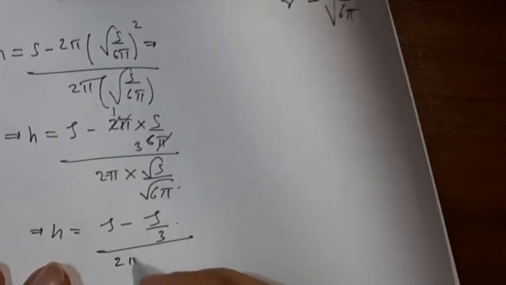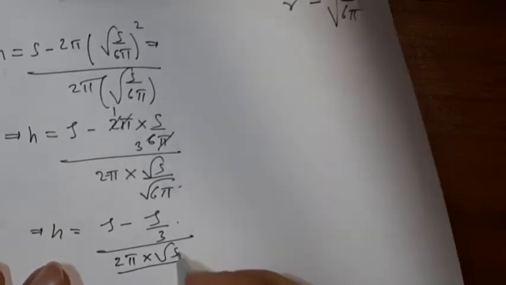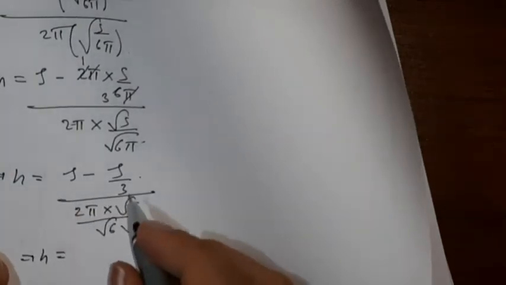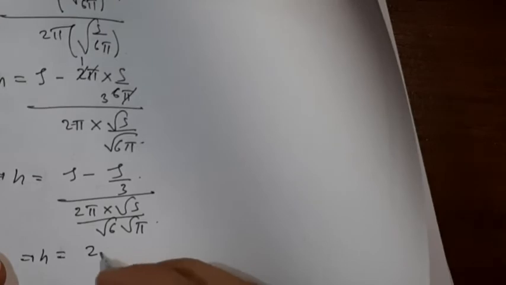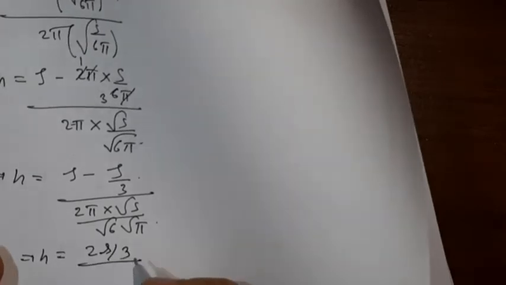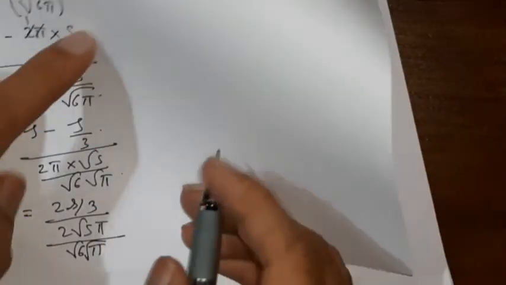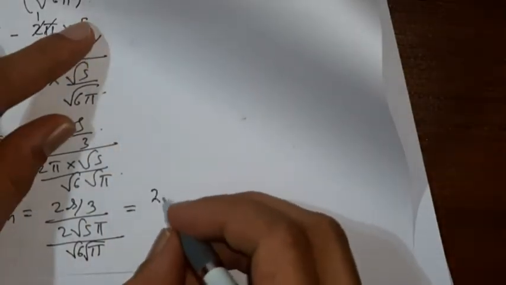If we simplify this, 2 pi multiplied by root s divided by root of 6 multiplied by root pi. Okay, this is what we are getting. That means h is equal to s minus s by 3, which is nothing but 2s by 3, divided by 2 root s pi divided by root 6 multiplied by root pi. Okay, this is what we are getting.